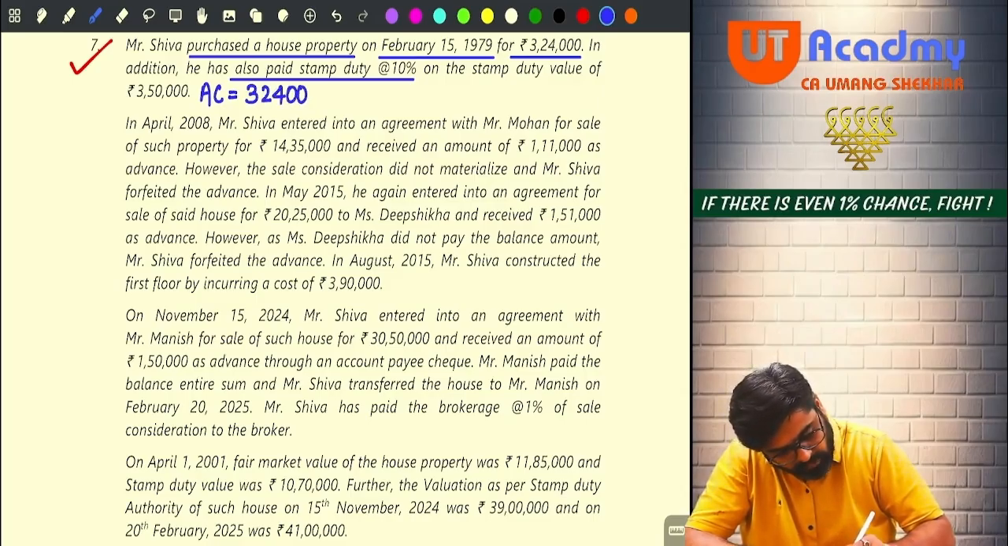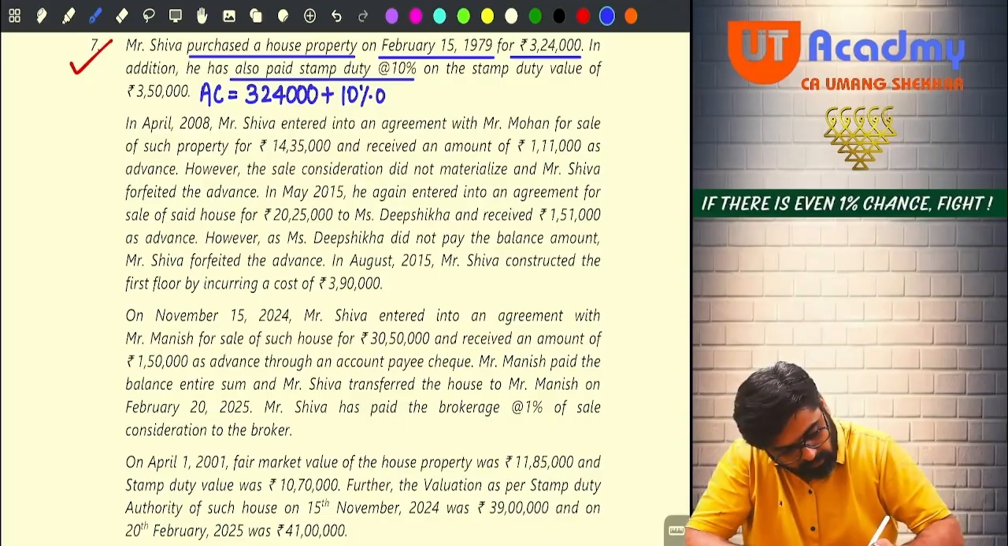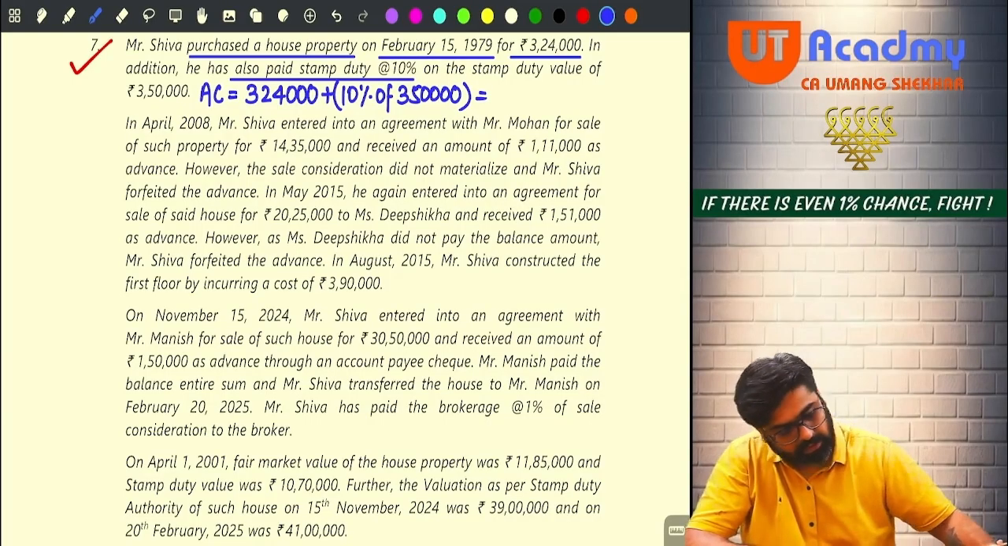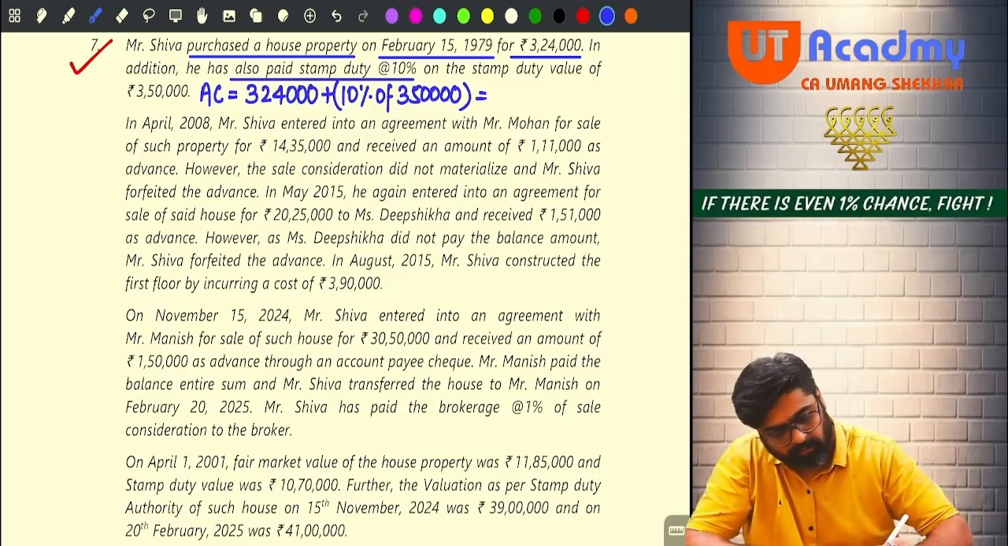3,24,000 plus 10% of 3,50,000, which he paid as stamp duty. This is his purchase related expense. So 35,000 plus 3,24,000 will be 3,59,000.